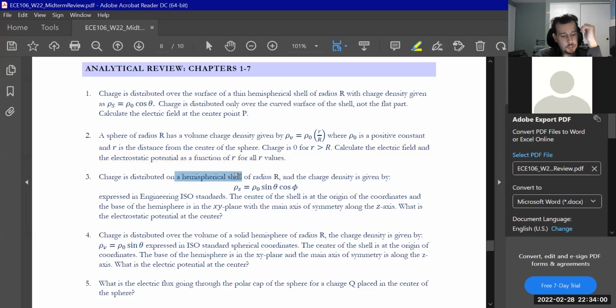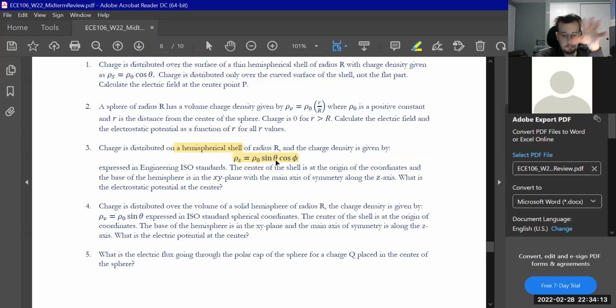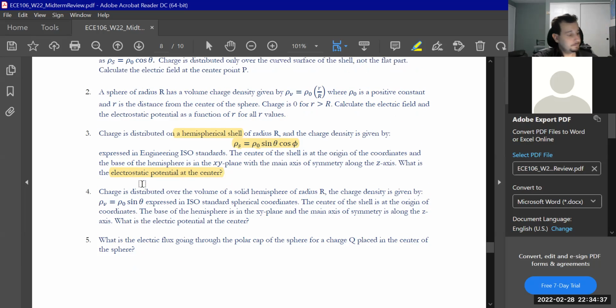All right, look at this shell, hemispherical shell. Can you use Gauss's law again? No, because it's not a closed surface and it's not symmetrical. Okay, so you have the charge density. Be careful again with this. The center of the shell is at the origin, in the XY plane. What is the electrostatic potential of the center? You can't use Gauss's law, so automatically that gets rid of two options. Which option remains for the potential? That would be the dV. Solve dV equals kdq over r.